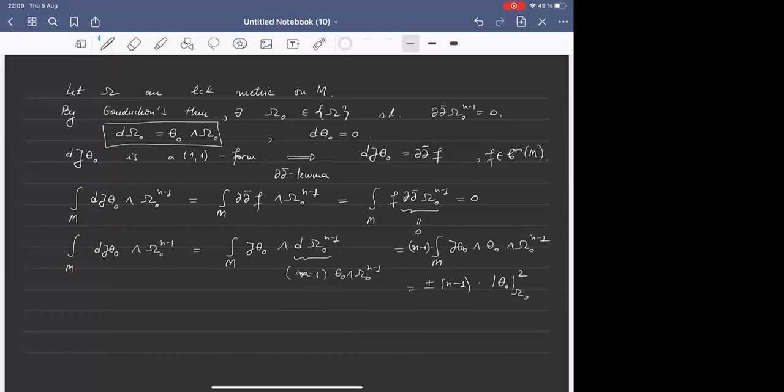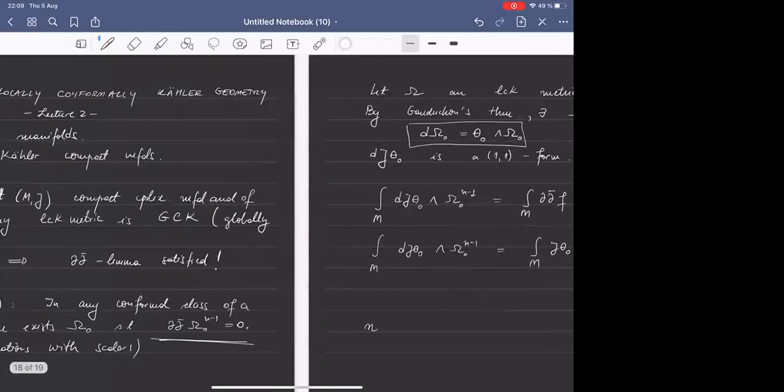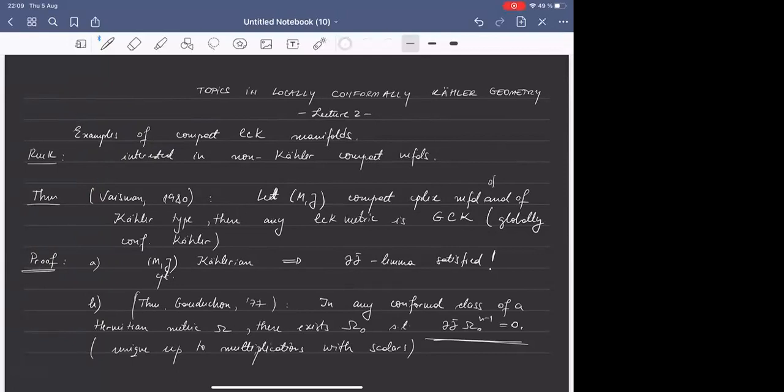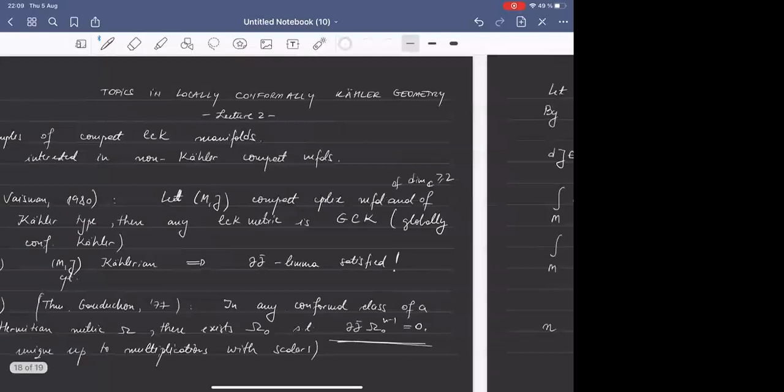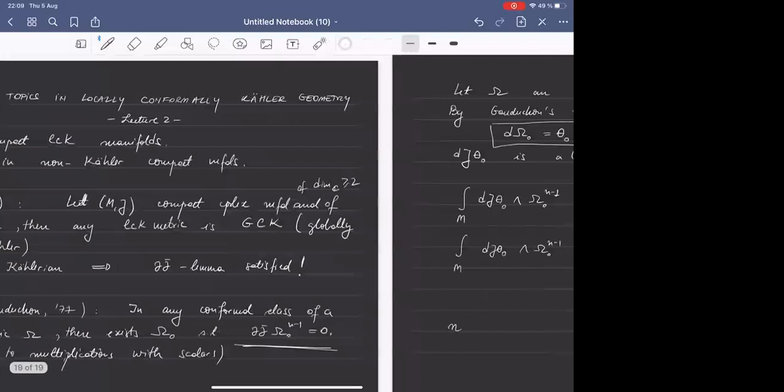So on one hand, it's 0. On the other hand, this integral is a multiple of the L2 norm of theta 0. But n minus 1 cannot be 0. So let's assume that we work in this setting. Actually, I should have put this at the beginning: let M be a compact complex manifold of complex dimension at least 2. So n minus 1 is clearly not 0.